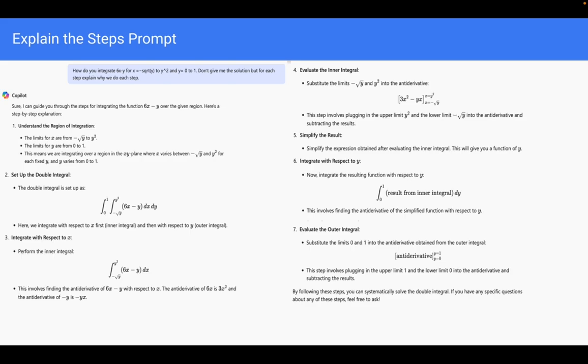So this is the outcome based on this adjusted prompt. As you can see, the result is a little more detailed. It still provides several steps. However, notice that it provides more steps than we originally got.